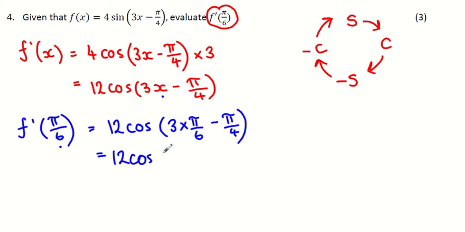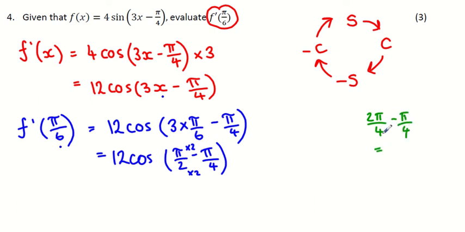So 3 over 6 is a half. So I've got pi over 2 take away pi over 4. All you need to do is multiply pi over 2 by 2 on top and bottom to get 2 pi over 4. And then I'll just do that at the side. 2 pi over 4, take away pi over 4, 2 minus 1 is 1, so that's just pi over 4. So what we have here is 12 times cos pi over 4.